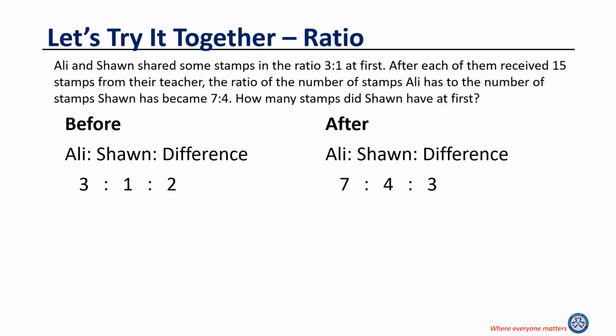Since the difference should remain the same, we find the lowest common multiple of 2 units and 3 units, which is 6 units. This means that we need to multiply the ratio for the before situation throughout by 3 to give us 9 to 3 to 6, and to multiply the ratio for the after situation throughout by 2 to give us 14 to 8 to 6.